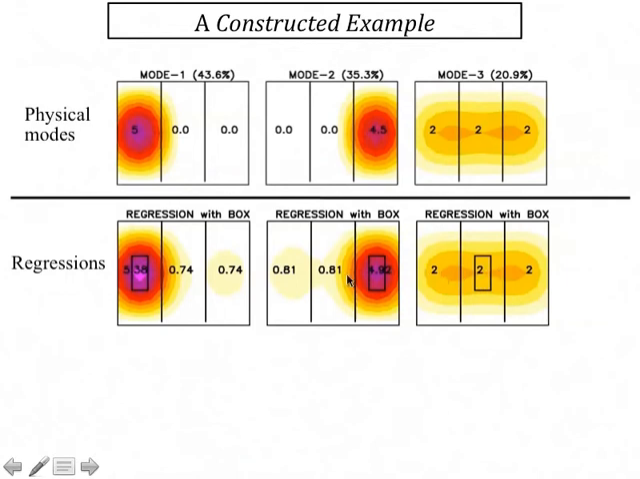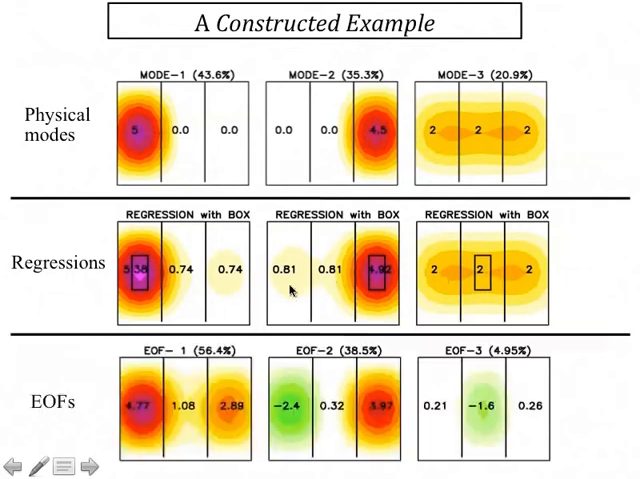And the EOFs would look like this. The first mode would be more or less a monopole, explaining about 56% of the data. The second mode would be a dipole, centered in the left and the right, explaining about 40% of the data. And then there would be a small EOF, a positive, negative, positive tripole kind of structure, explaining about 5% of the data. Let's look at this in a little more detail. What does this mean?